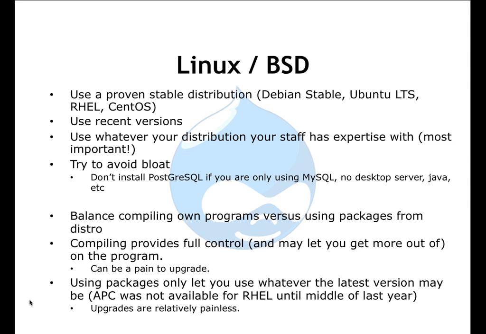You want to try and balance compiling your own programs versus using packages from the distribution. Because while compiling will provide you full control and get you more out of a program, it can be a real pain to upgrade. But on the other side, while using packages is relatively painless, you can only use whatever the latest version may be for that distribution. So I was using Red Hat Linux for the better part of 2007 and half of 2008, and I didn't have a PHP code optimizer available for it. I had to compile it by hand. There was no other way around it.